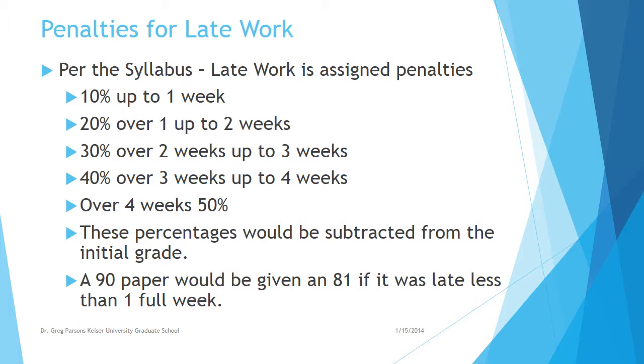So for example, if according to the rubric the paper received 90% or 90 points, but it was turned in later than the actual assignment was due, sometime during the following week, 10% would be subtracted, so 10% of 90 would be 9 subtracted from 90, which would give you an 81 as your final score, and that would be what would show up in the gradebook.